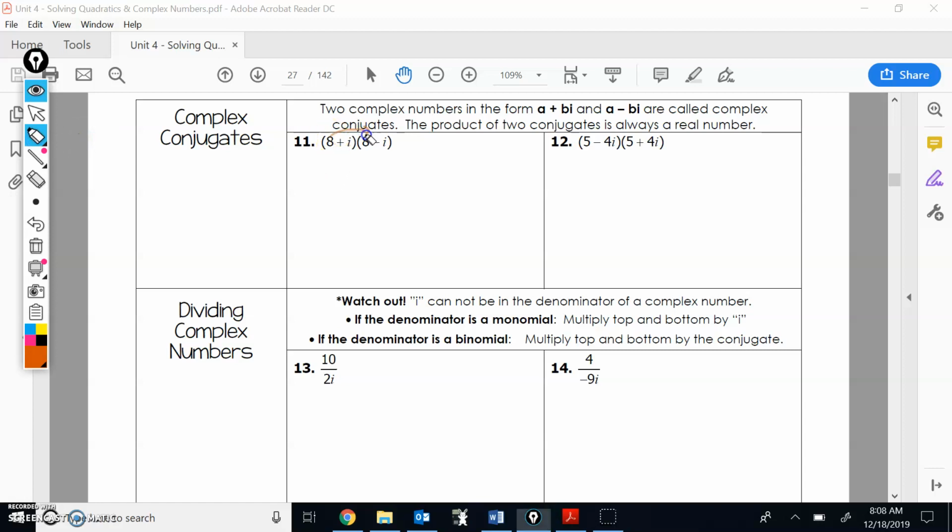Let's FOIL. 8 times 8 is 64. 8 times negative i is negative 8i. Then we have i times 8 is an 8i. And then an i times a negative i is a negative i squared. Remember that an i squared is the same thing as saying negative 1. But what's going to happen, the important part, in the middle, is that the i's will end up canceling. So we're simply just left with 64 plus 1, which is 65.